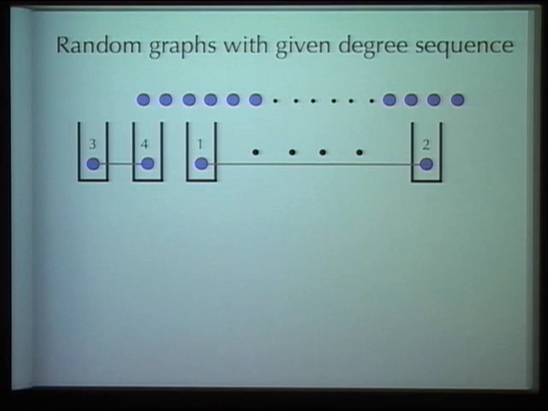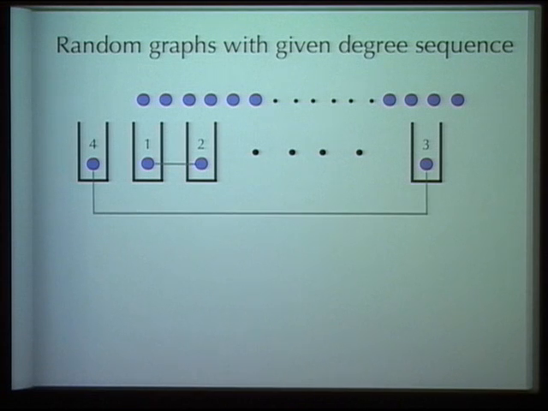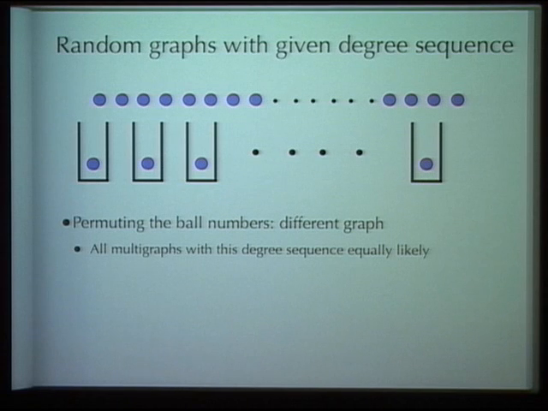So earlier, when I was talking about GNM in terms of balls and bins, we said, well, ball 1 went there and ball 2 went there. So this means there is this edge between the corresponding vertices. And then ball 3 went there, ball 4 went there, and that's another edge. But you can imagine now that if I just do a permutation on my balls, and I just still say 1 and 2 are adjacent and 3 and 4 are adjacent, I get a different graph. Okay? It's easy to see that all multigraphs with this degree sequence are equally likely. There's nothing special about the permutation I choose.